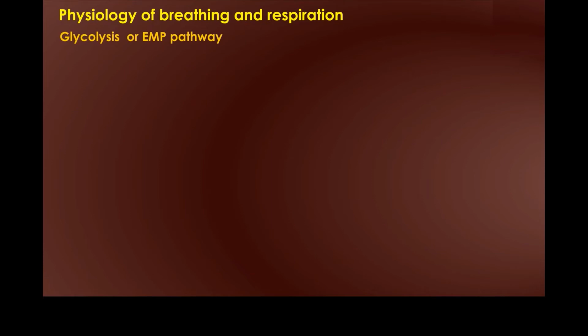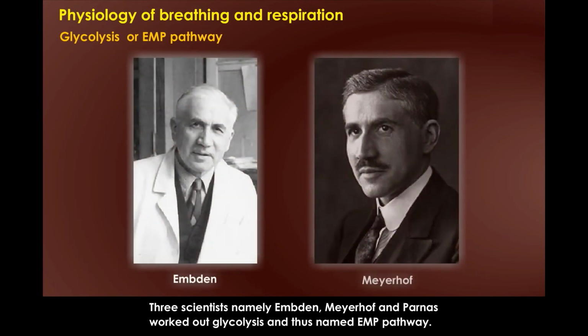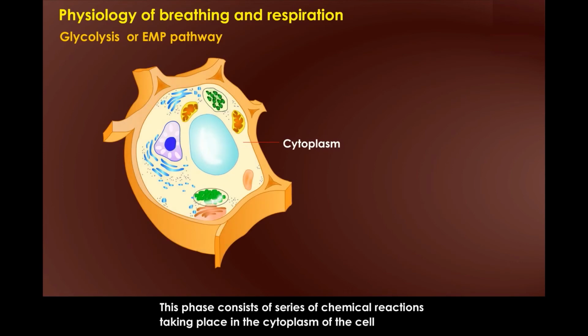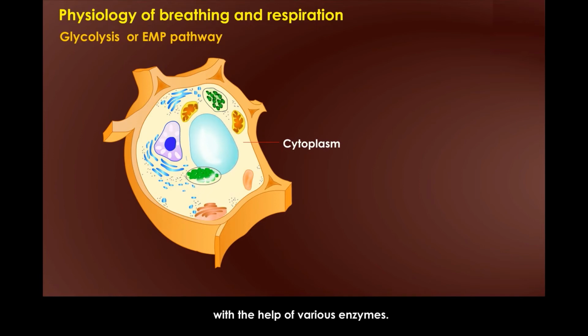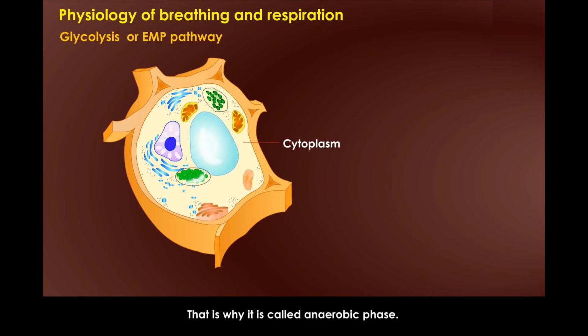Glycolysis or EMP pathway. Three scientists, namely Emden, Meyerhoff and Parnas, worked out glycolysis and thus named EMP pathway. This phase consists of a series of chemical reactions taking place in the cytoplasm of the cell with the help of various enzymes. To carry out these reactions, no oxygen is required. That is why it is called anaerobic phase.